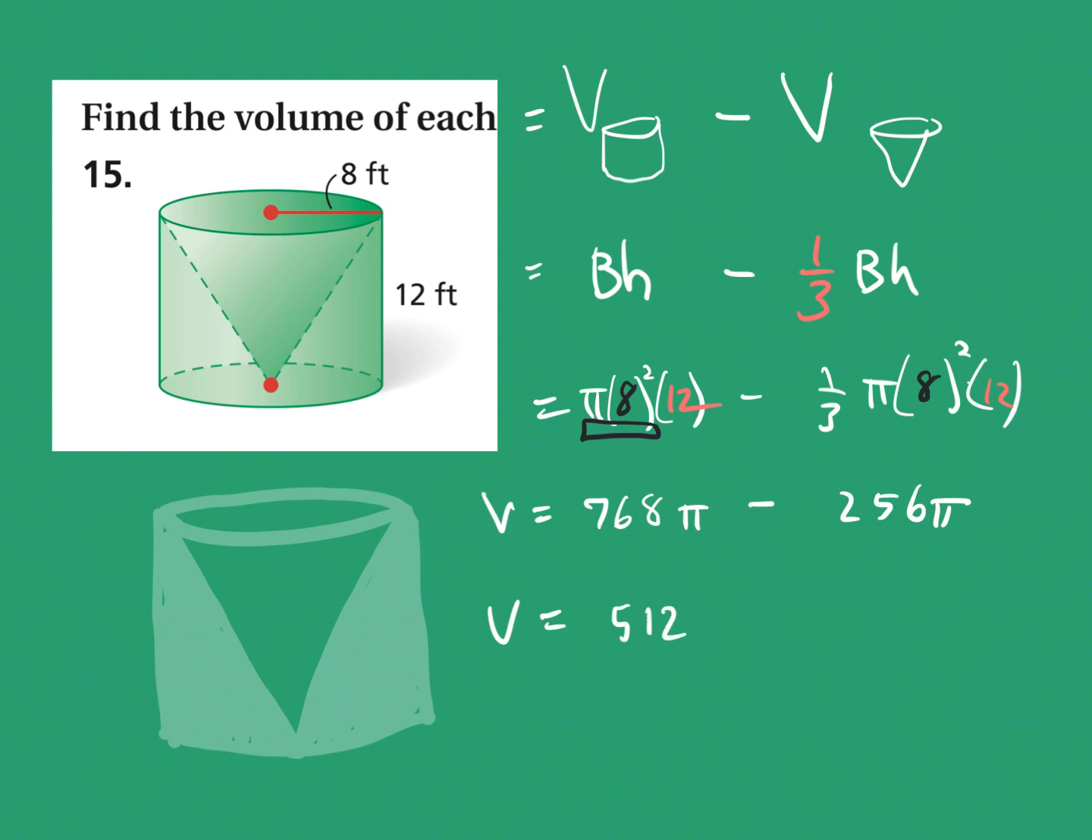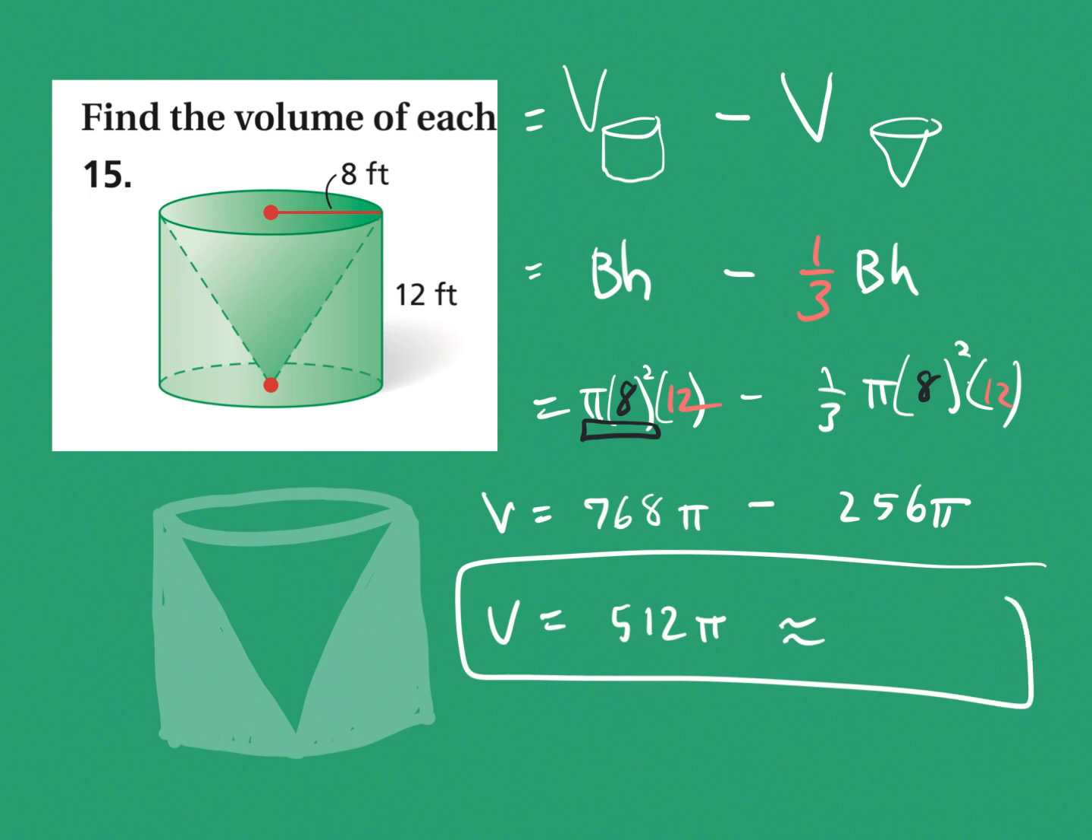So the exact answer is 512 pi, and the approximate answer is 1608.5. And this is volume, so units are cubic feet.